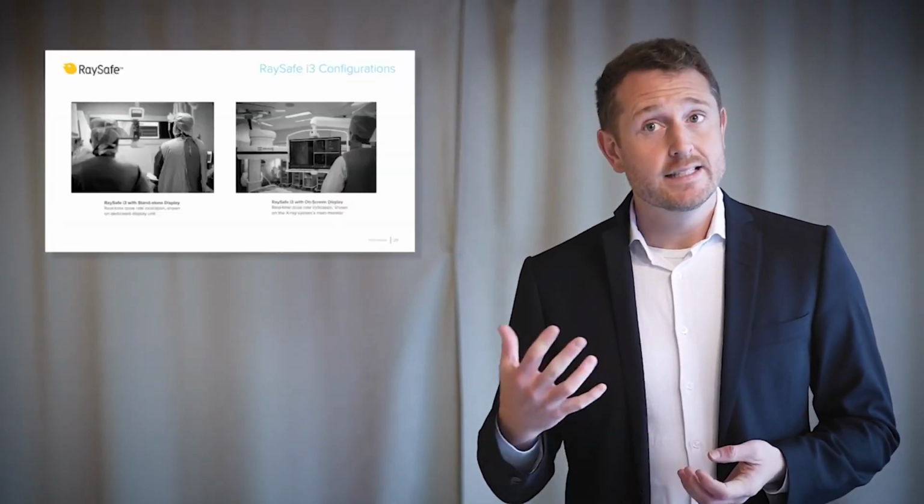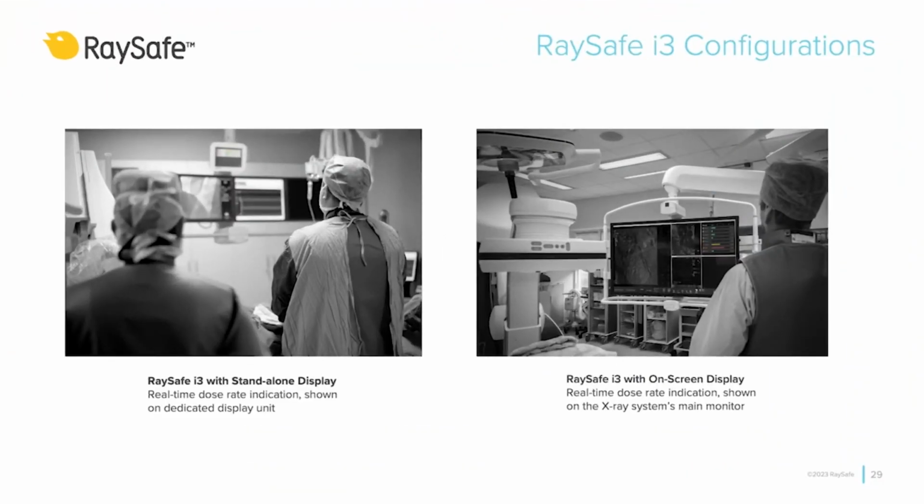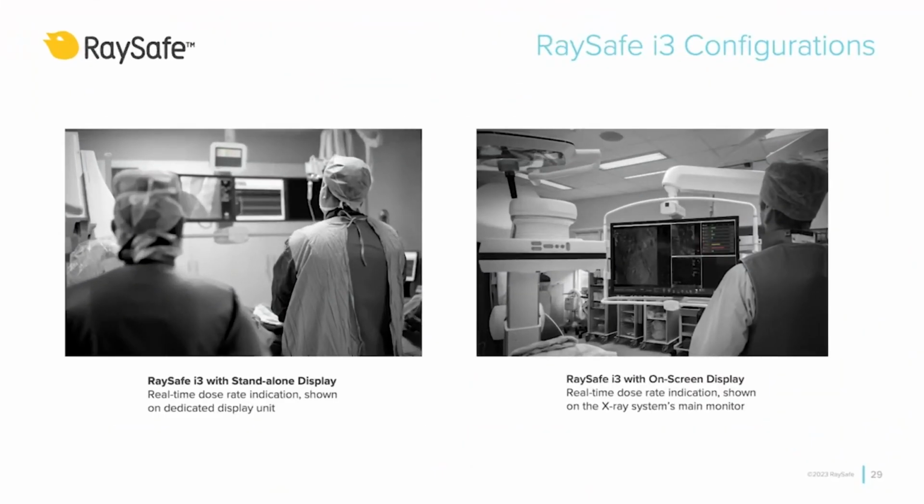We have two different versions of the i3, the standalone display and the OSD, which stands for on-screen display. On the left-hand side, you can see the standalone installation. It is a separate screen which can be placed more or less anywhere in the room where it is convenient for the staff. On the right-hand side, you see our OSD version. In this setup, the view is integrated with a big operator screen, together with other important procedure data.